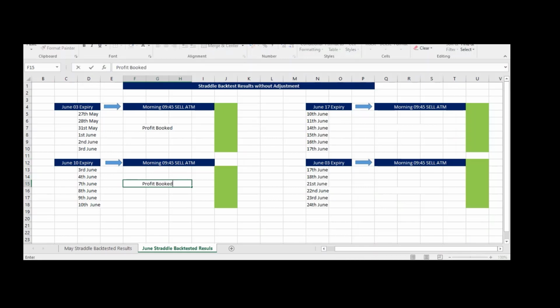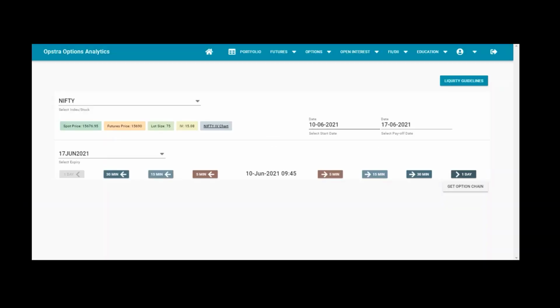Profit booked. Okay. Same way, let's do it for the 17th June expiry. I have selected the 17th June expiry here, and the select payoff date is 17th June, and I need to implement this straddle on the 10th June. Okay, so this is my 10th June 9:45.